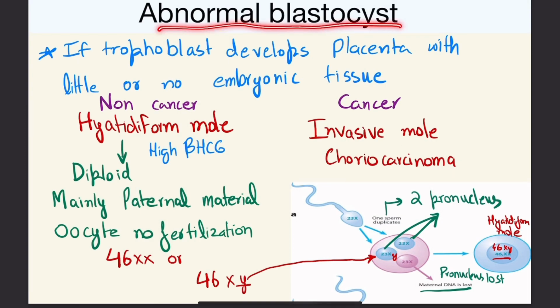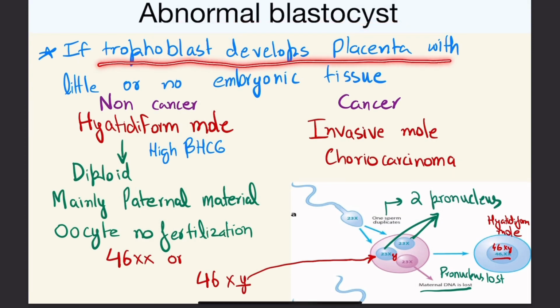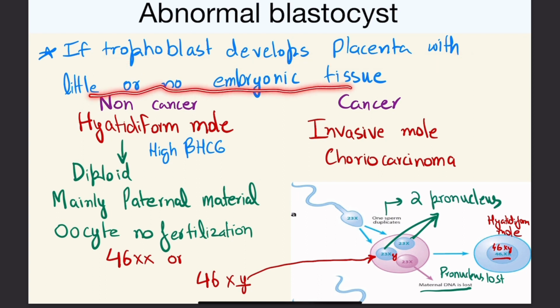Next, we have abnormal blastocyst. If trophoblast develops placenta with little or no embryonic tissue, this can be non-cancer or cancer. Cancer is invasive mole or choriocarcinoma. Non-cancer is hydatidiform mole, which has high beta HCG.